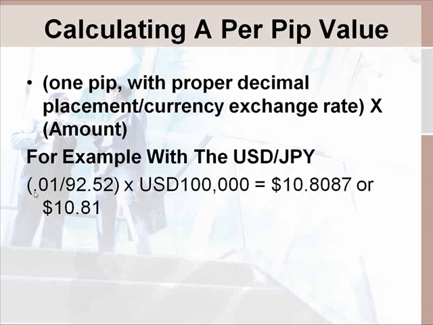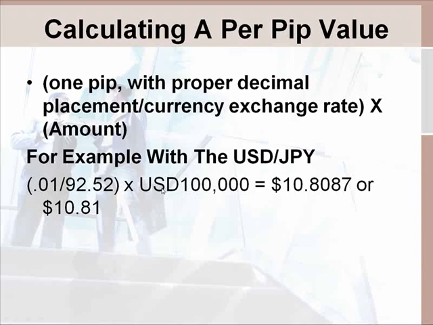With any other currency pair, it would be 0.0001. In this case, it's 0.01 divided by the exchange rate, 92.52, and then multiplied by the amount we're trading. So if we were trading 1 full lot, it would be 100,000. In this case, it's going to equal $10.81 per pip, to make it easier to calculate with.